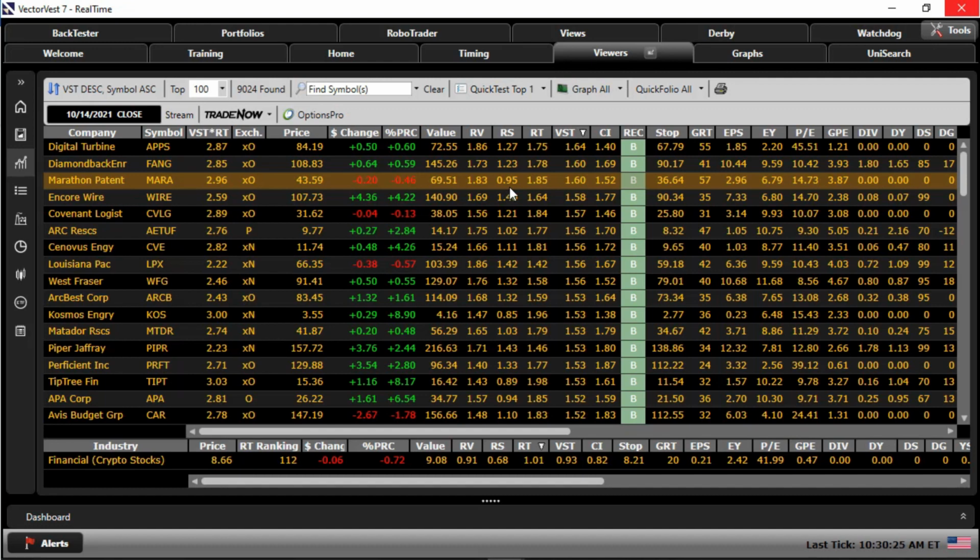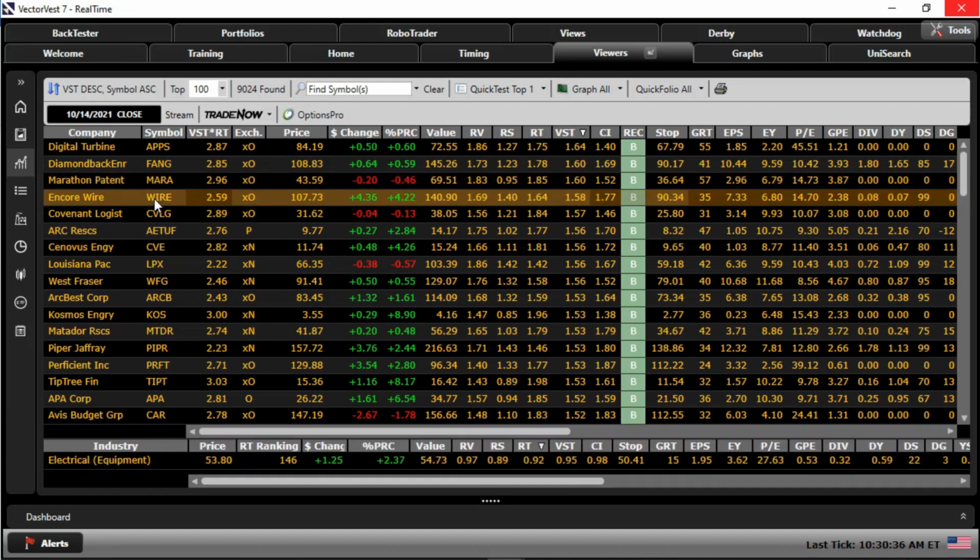So it's got an RS of 0.95, so a little bit unfavorable there, below 1. It's in a very strong uptrend at 1.85. It's got a VST of 1.6. It's got a CI of 1.52. I'm going to skip over MARA. I like FANG as a replacement. Everything looks great here. Good upside potential. It's a safe investment. It's undervalued and it's rising in price.